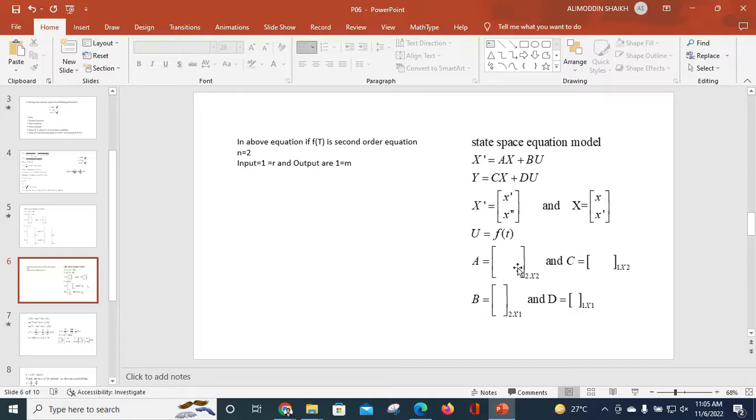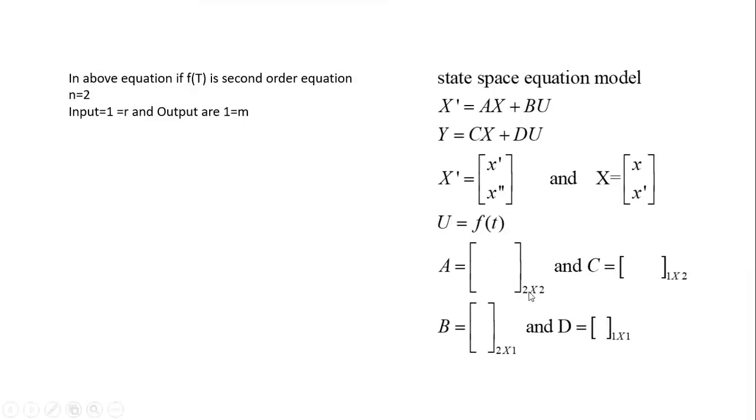Matrix A was n by n, but here n is equal to 2, hence matrix A will be of order 2 by 2, and similarly matrix B will be of order 2 by 1, C 1 by 2, D 1 by 1. In this way we can find out A, B, C, D. Now we have found the orders. What should be the terms inside the matrices A, B, C, D? We will see that.